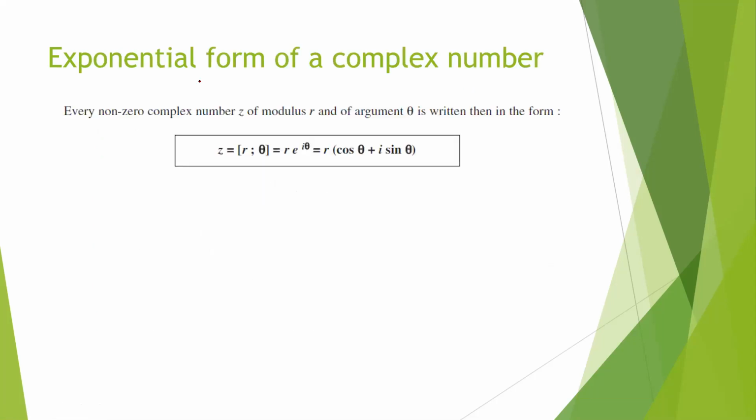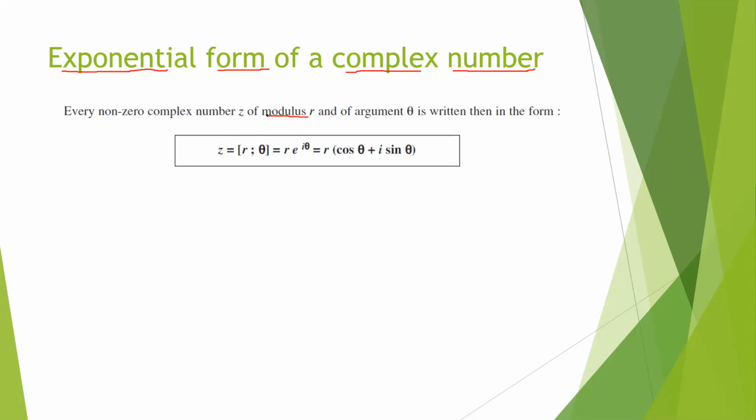So the last part of this chapter is about the exponential form of the complex number. We took two forms, algebraic form and trigonometric form. Now we are going to take what's meant by the exponential form of a complex number. So every non-zero complex number Z has a modulus R.